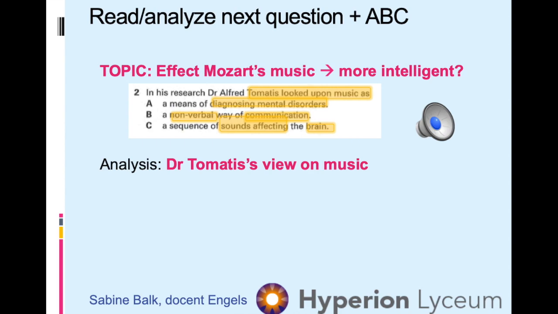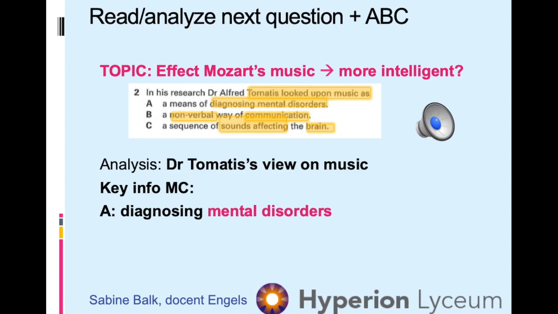So, the main topic, effect of Mozart's music, does it make you more intelligent? And let's look at the second question. In his research, Dr. Alfred Tomatis looked upon music as A, a means of diagnosing mental disorders, B, a non-verbal way of communication, or C, a sequence of sounds affecting the brain. So we are looking for Dr. Tomatis' view on music.